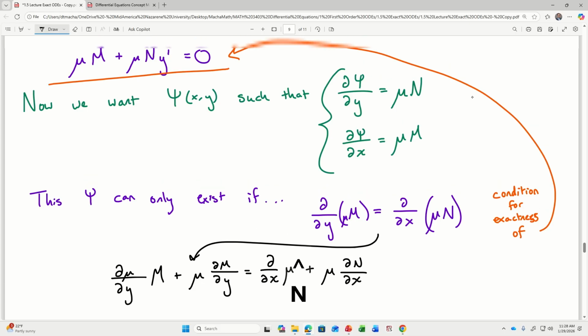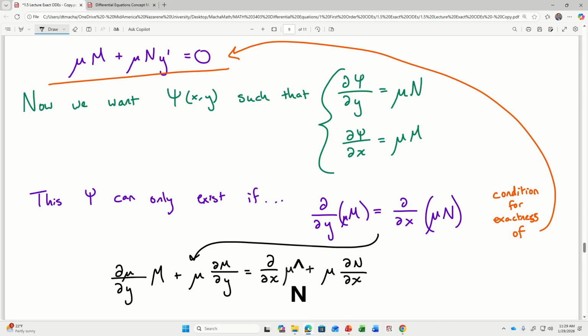Okay, so let's recap. We multiply our entire ODE by mu because it's not exact and we want it to be exact, so maybe an integrating factor can help. And so we want to find a function psi such that this is true. That way my psi equals c can be the general solution to my ODE. Well, what do I choose for mu? That's still the open question. Well, I need to choose mu so that it makes my ODE exact.